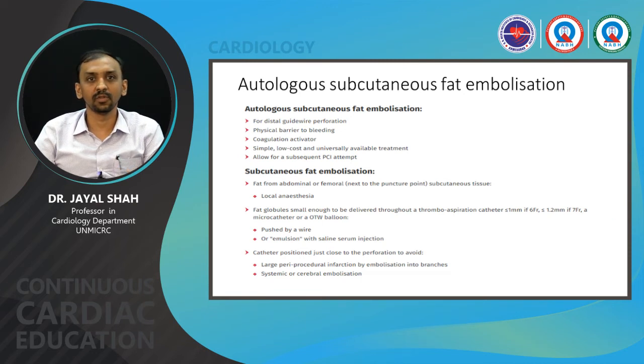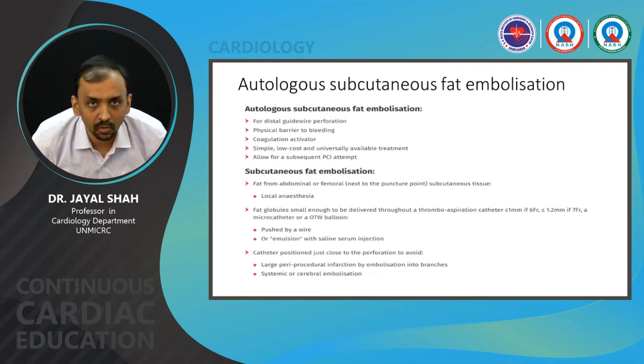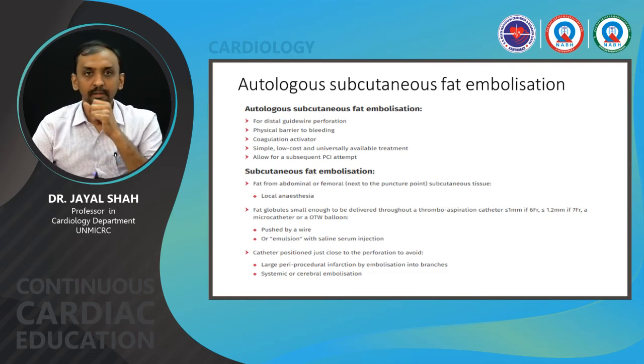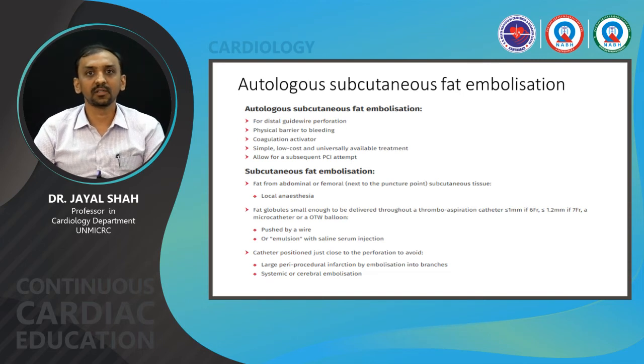the fat globules, which are small enough to deliver through a thromboaspiration catheter or with a microcatheter or over-the-wire balloon, are pushed by the wire or by immersion with saline injection. The catheter is positioned just close to the perforation to avoid a large periprocedural infarction or systemic or cerebral embolization.